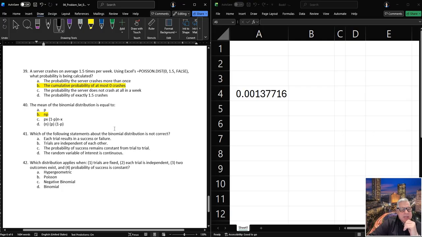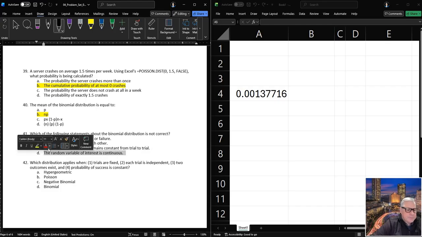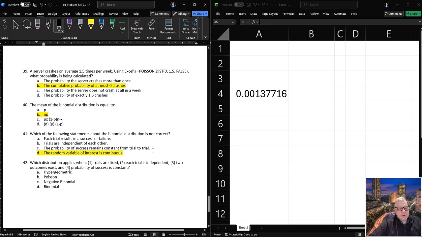Which of the following statements about the binomial distribution is not correct? Each trial results in a success or failure. No, that's correct. Trials are independent of each other. No, that's correct. The probability of success remains constant. That's correct. So it's not a continuous variable because we count it. Which distribution applies when a fixed number of trials, each trial is independent, 2 outcomes exist, and the probability is constant? Well, that's the binomial too.